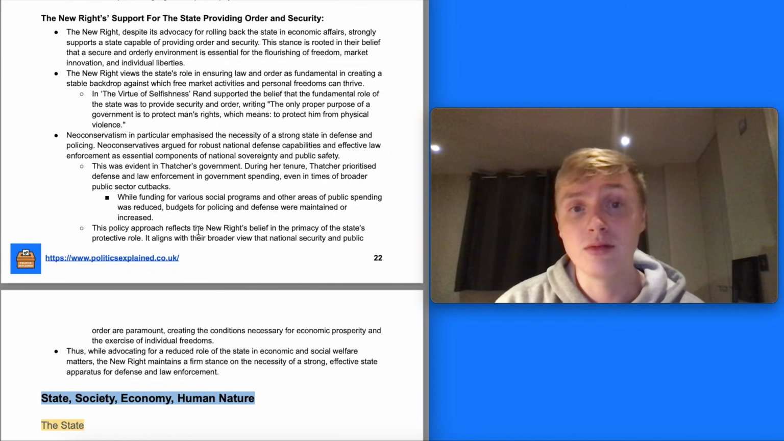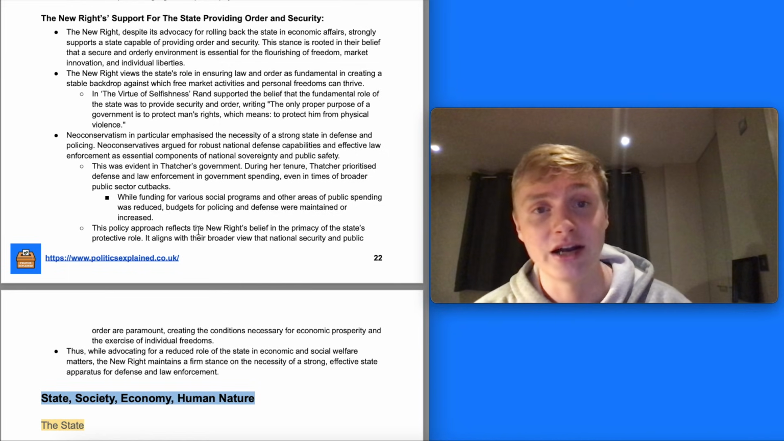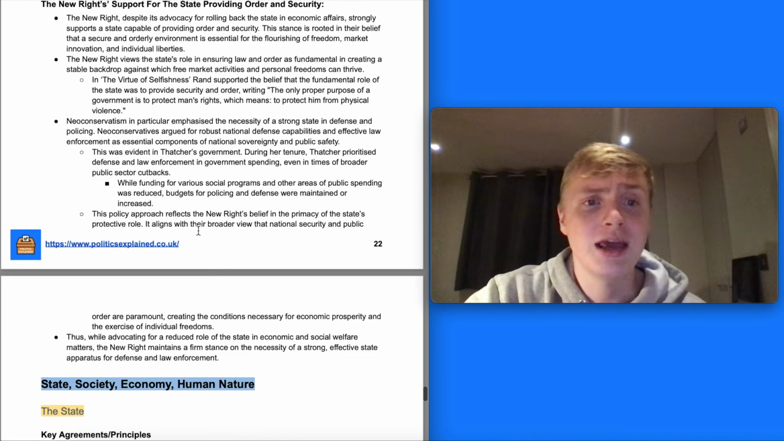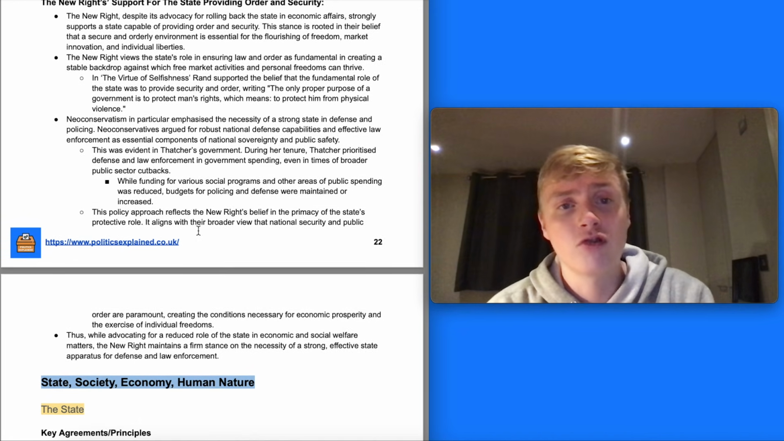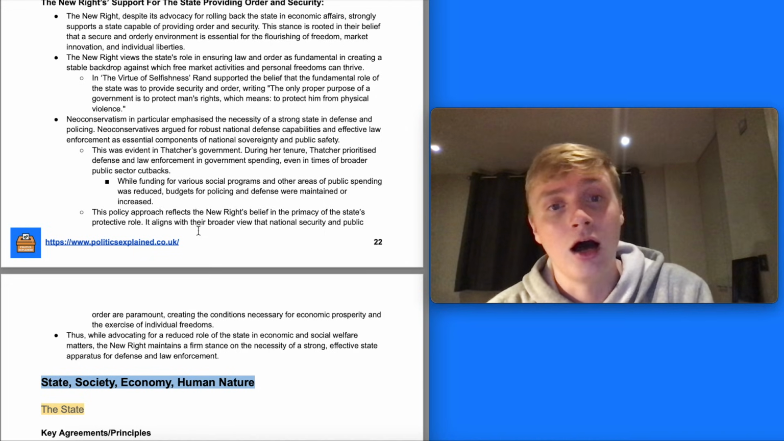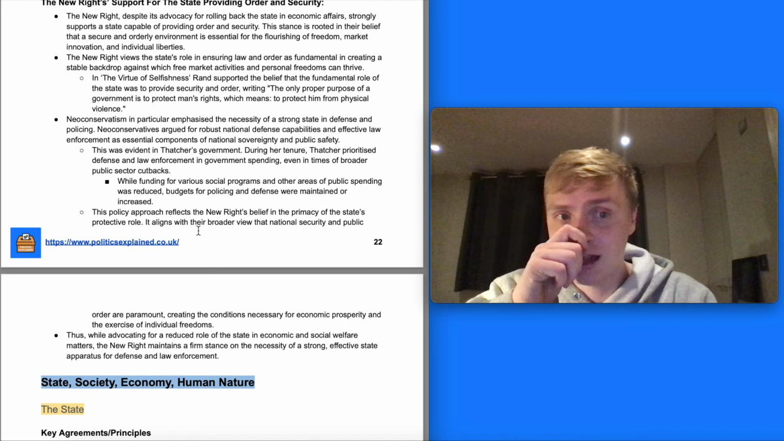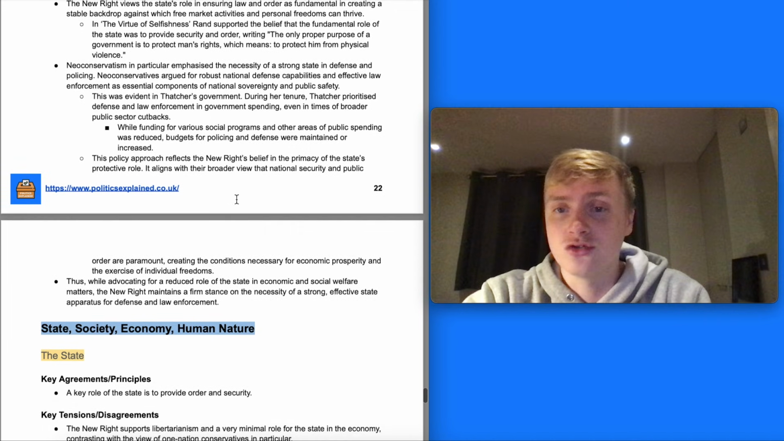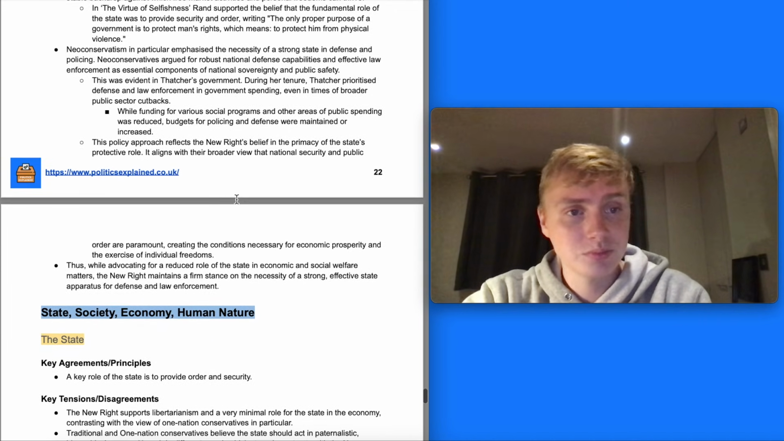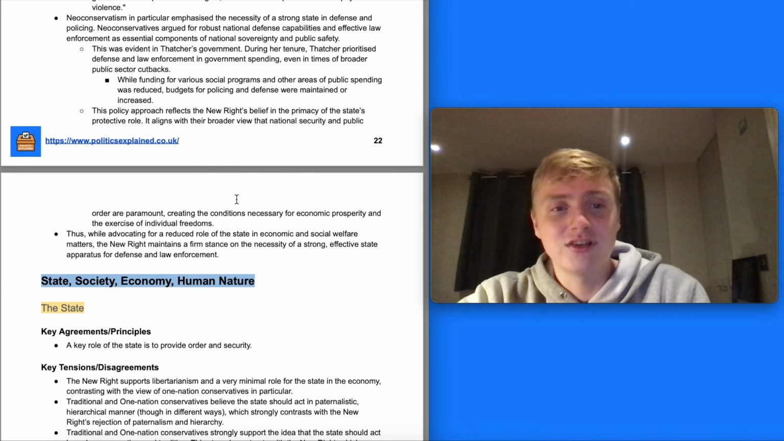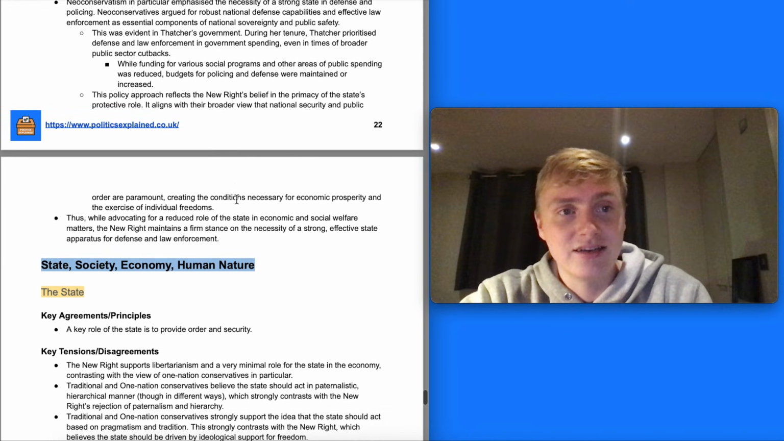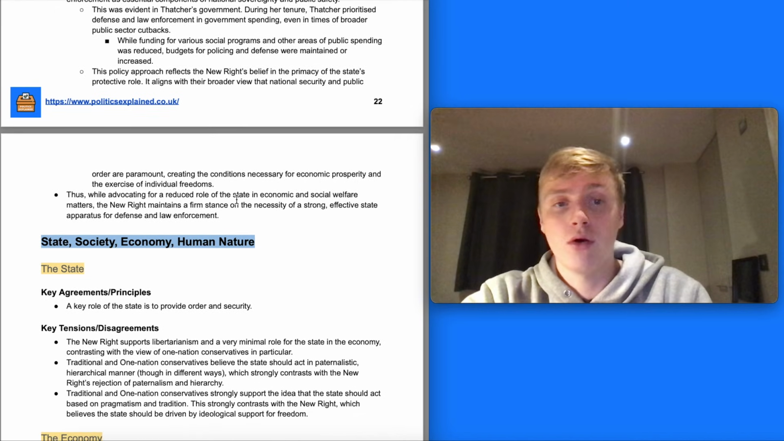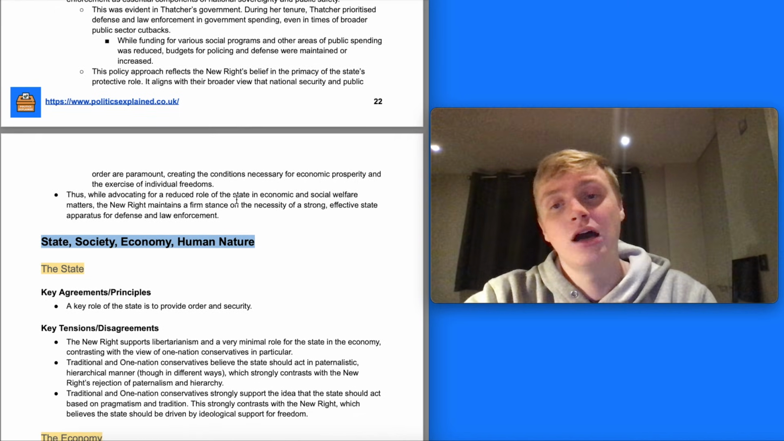Rand, for example, wrote, "The only proper purpose for a state was to protect man's rights, which means protect him from physical violence." And neoconservatism in particular advocates for a strong state in defence and policing, arguing for robust national defence capabilities and effective law enforcement as key components of national sovereignty and public safety. And yeah, the New Right really emphasised the state's protective role in society. So while they advocated for a reduced role in economic affairs, they didn't in terms of law and order.